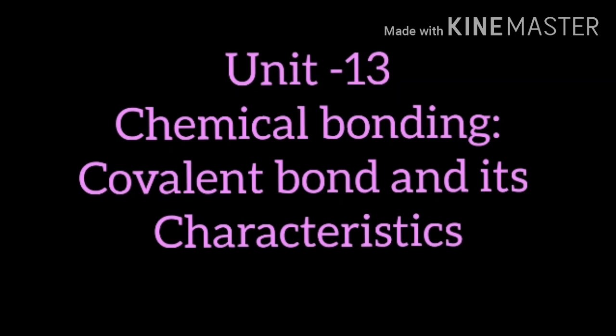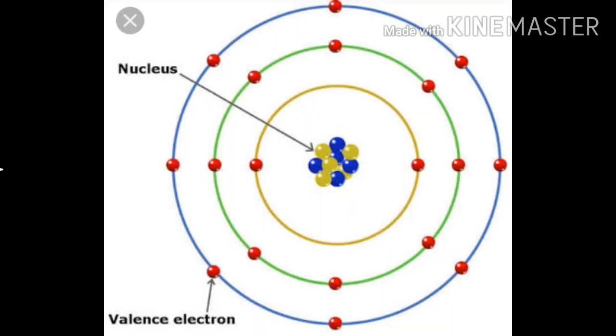Hi to everyone. In the last session, we had already seen about ionic bond and the illustration for ionic bond and the characteristic of ionic compounds. Here we are going to see about covalent bond, the formation of covalent bond, the illustration for covalent bond and the characteristic of covalent compounds.